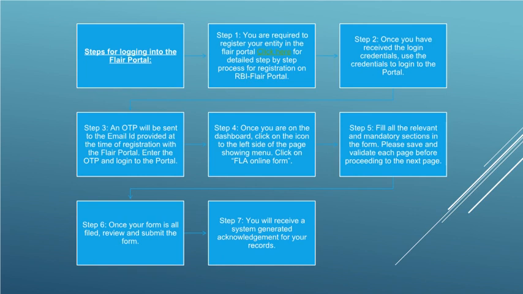Step 4. Once you are on the dashboard, click on the menu icon on the left side of the page. Click on FLA Online Form. Step 5. Fill all the relevant and mandatory sections in the form. Please save and validate each page before proceeding to the next page. Step 6. Once your form is all filled, review and submit the form. Step 8. You will receive a system-generated acknowledgement for your records.